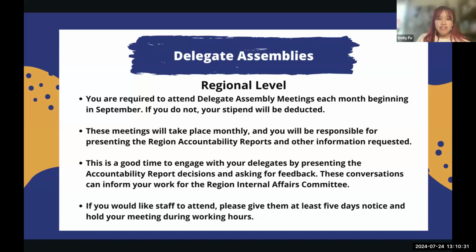I'll really be emphasizing the region accountability reports because that's making sure that your other regional board members get paid as well as your delegates. And we want to make sure that you present it, and if there are any mistakes, they get fixed during the meeting so they can be sent in for approval and everyone gets paid on time. And this is also a good time to engage with delegates and your other board members, and these conversations will inform your work for the region internal affairs committee.